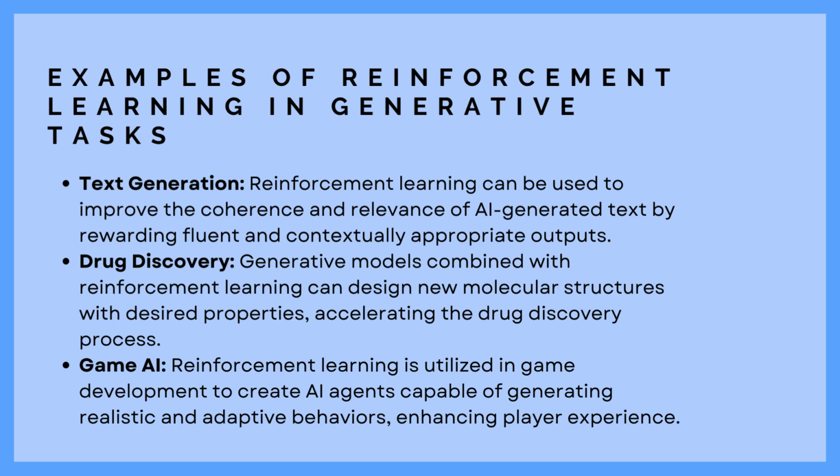In drug discovery, generative models combined with reinforcement learning can design new molecular structures with desired properties, which accelerates the drug discovery process. In text generation, this can be used to improve the coherence and relevance of AI generated text by rewarding fluent and contextually appropriate outputs. In game AI, this can be utilized to create AI agents that are capable of generating realistic and adaptive behaviors, which enhances players' experience.